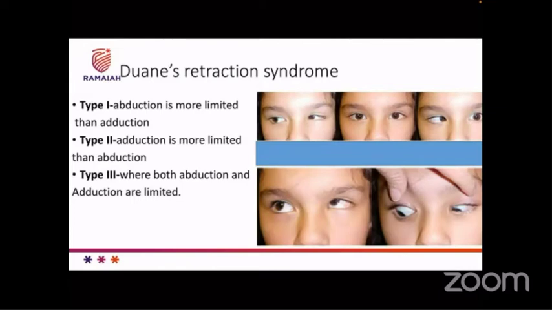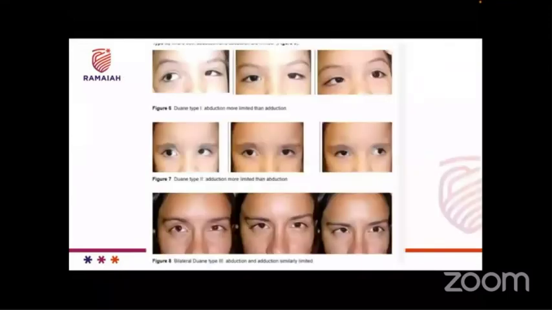In type 1, you have abduction which is more limited than adduction. Type 2, adduction is more limited than abduction, while in type 3 there is limitation of both abduction and adduction. Having said all this, there are various other types which we will not go into the details of. So again, to reiterate, in type 1 there is abduction limitation, type 2 adduction limitation, and type 3 both are limited.